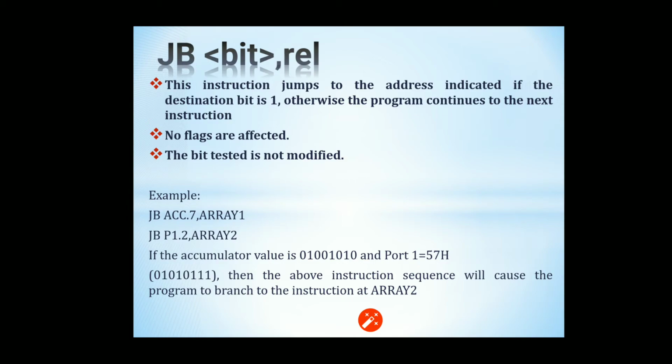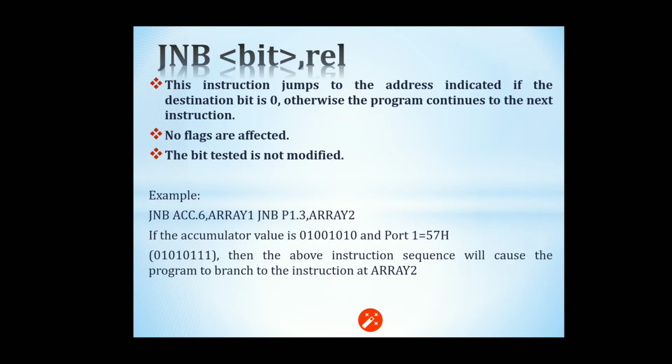JB bit, rel. This instruction jumps to the address indicated if the destination bit is 1. Otherwise, the program continues to the next instruction. The bit tested is not modified and no flag will be affected in this instruction. JNB bit, rel. This instruction jumps to the address indicated if the destination bit is 0. Otherwise, the program continues to the next instruction. In this instruction, no flag will be affected, and the bit tested is not modified.